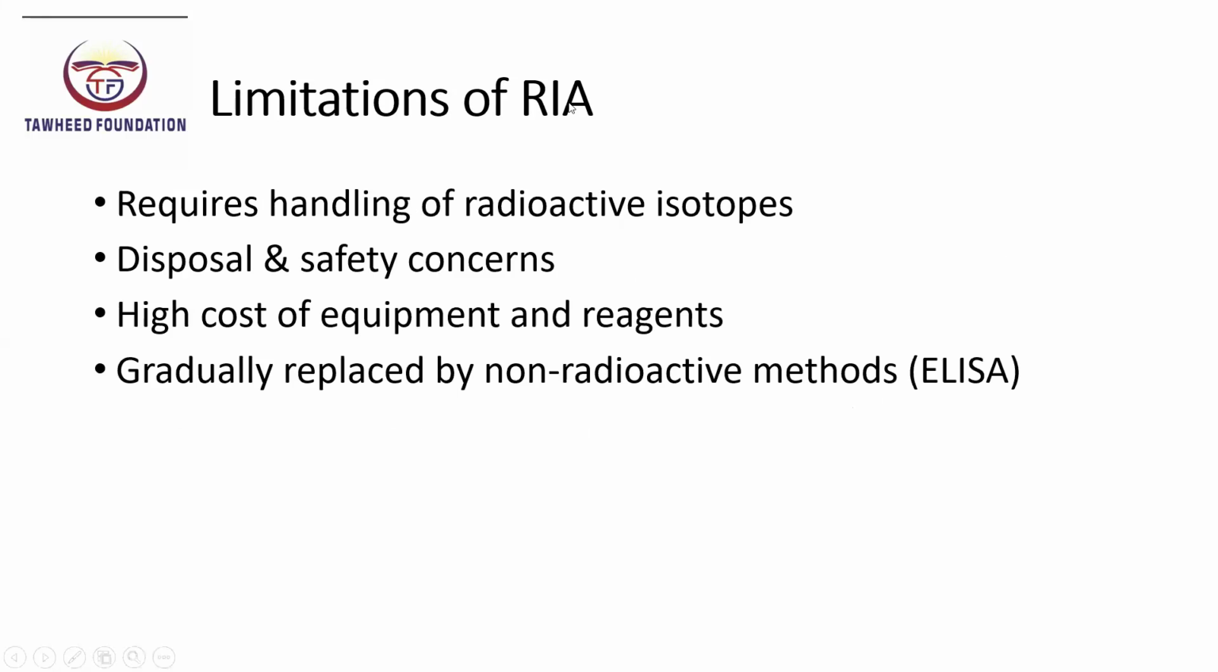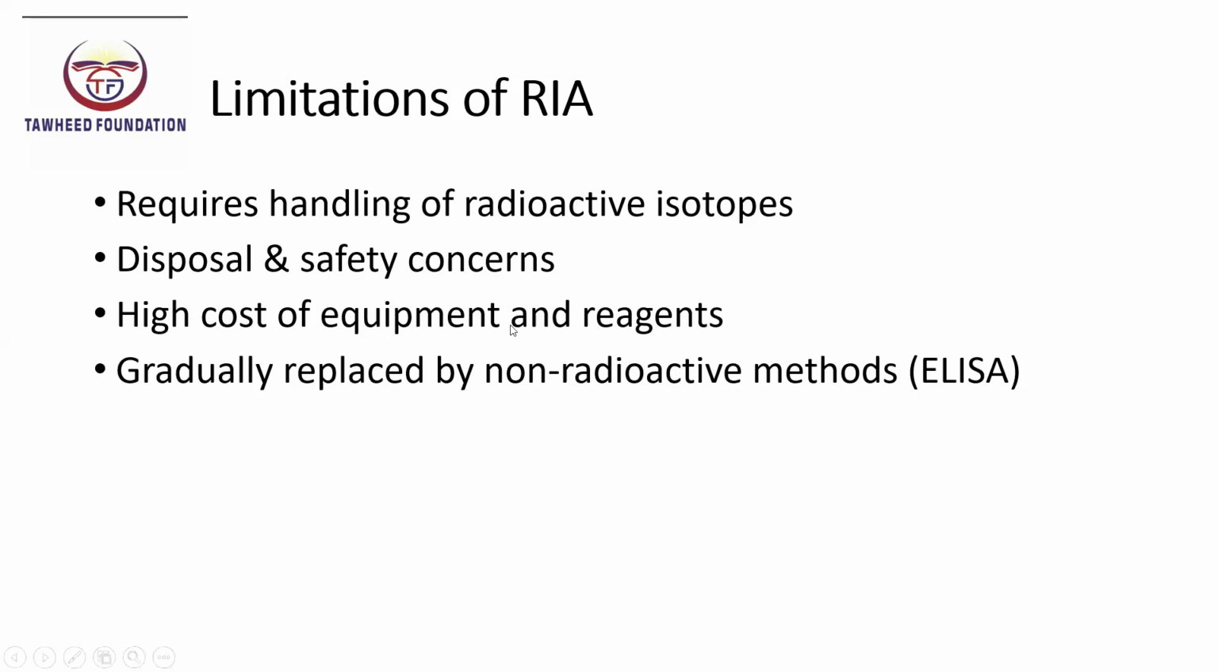Next is limitations of RIA. Despite its high sensitivity and accuracy, RIA has several practical and safety limitations that have restricted its modern usage. Radioactive hazards, that means the assay involves handling and disposal of radioactive isotopes such as iodine-125, which require stringent safety protocols and regulatory compliance.